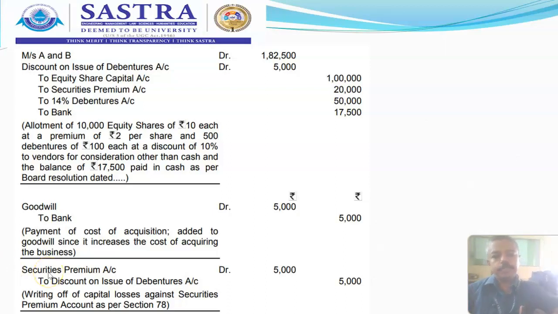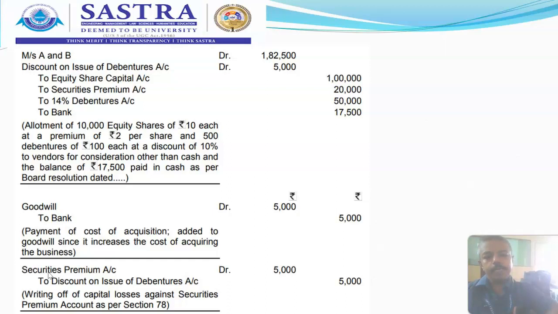The face value is rupees 50,000, but the discount on issue of debenture has to be subtracted from the debentures. Hence, when the debenture is in credit balance, then we need to post the discount on issue of debentures in the debit balance. So the discount is 5,000, that means 10% of the face value. So rupees 5,000. The discount on issue of debentures needs to be debited.